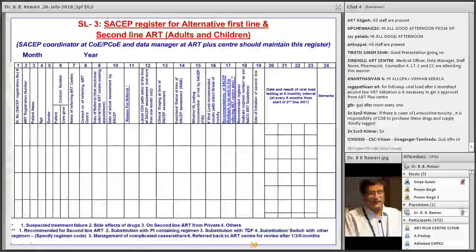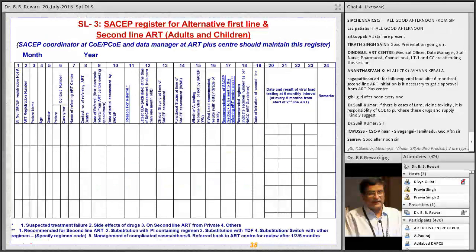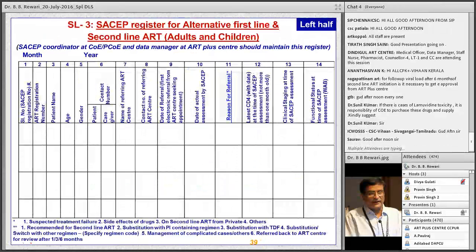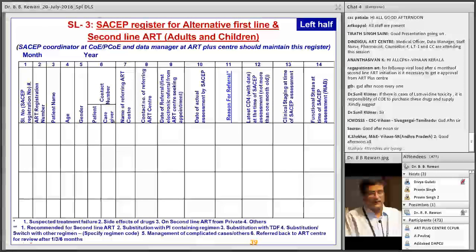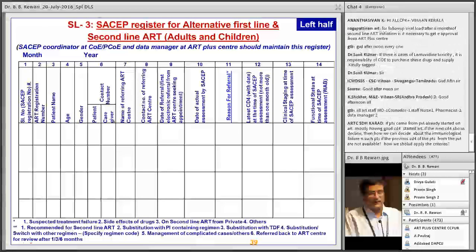Now coming to the SACEP register, this basically shows the whole register in which there are two portions, the left side and the right side. I will focus on the left side first. This is the left side of the register, and on the right side we have given the size of the register, thickness of the paper and everything.